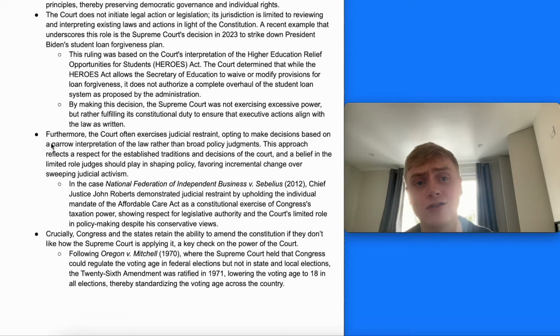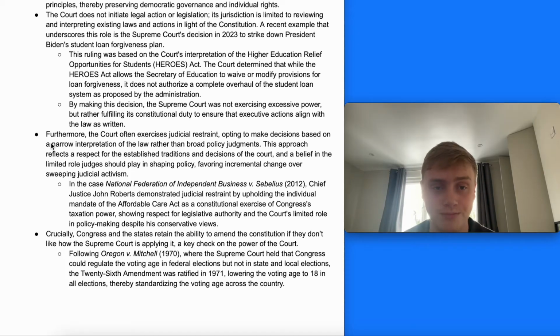And a recent example that underscores this is its role in the decision to strike down President Biden's student loan forgiveness plan. This was based on the court's interpretation of the Higher Education Relief Opportunities for Students Act, the HEROES Act, and it determined that while the HEROES Act allows the Secretary of State to waive or modify provisions for loan forgiveness, it doesn't authorise a complete overhaul of the student loan system. So even though this decision had a big impact on politics and stopped one of Biden's key policies, it was fundamentally rooted in the Constitution, and it's the Constitution that was sovereign, not the Supreme Court.